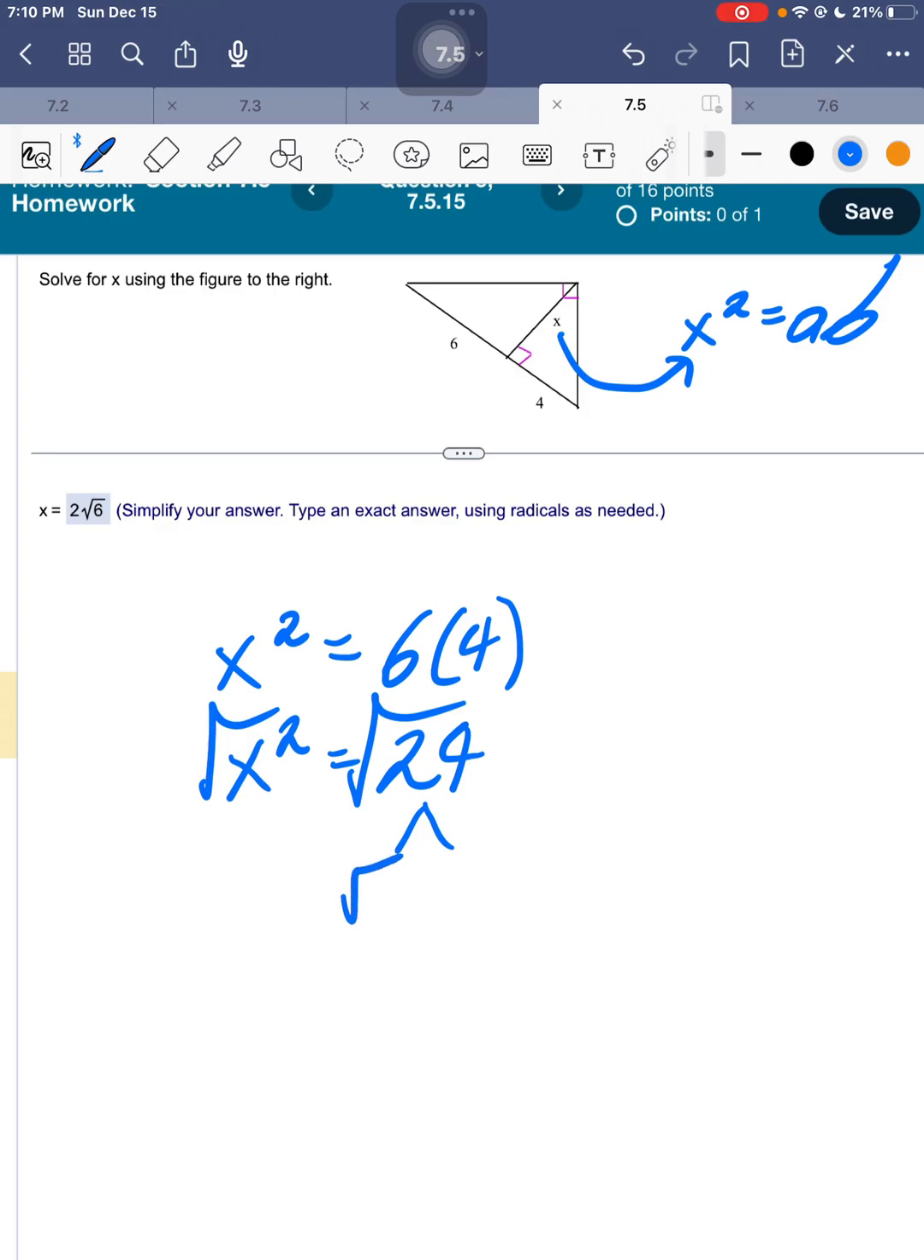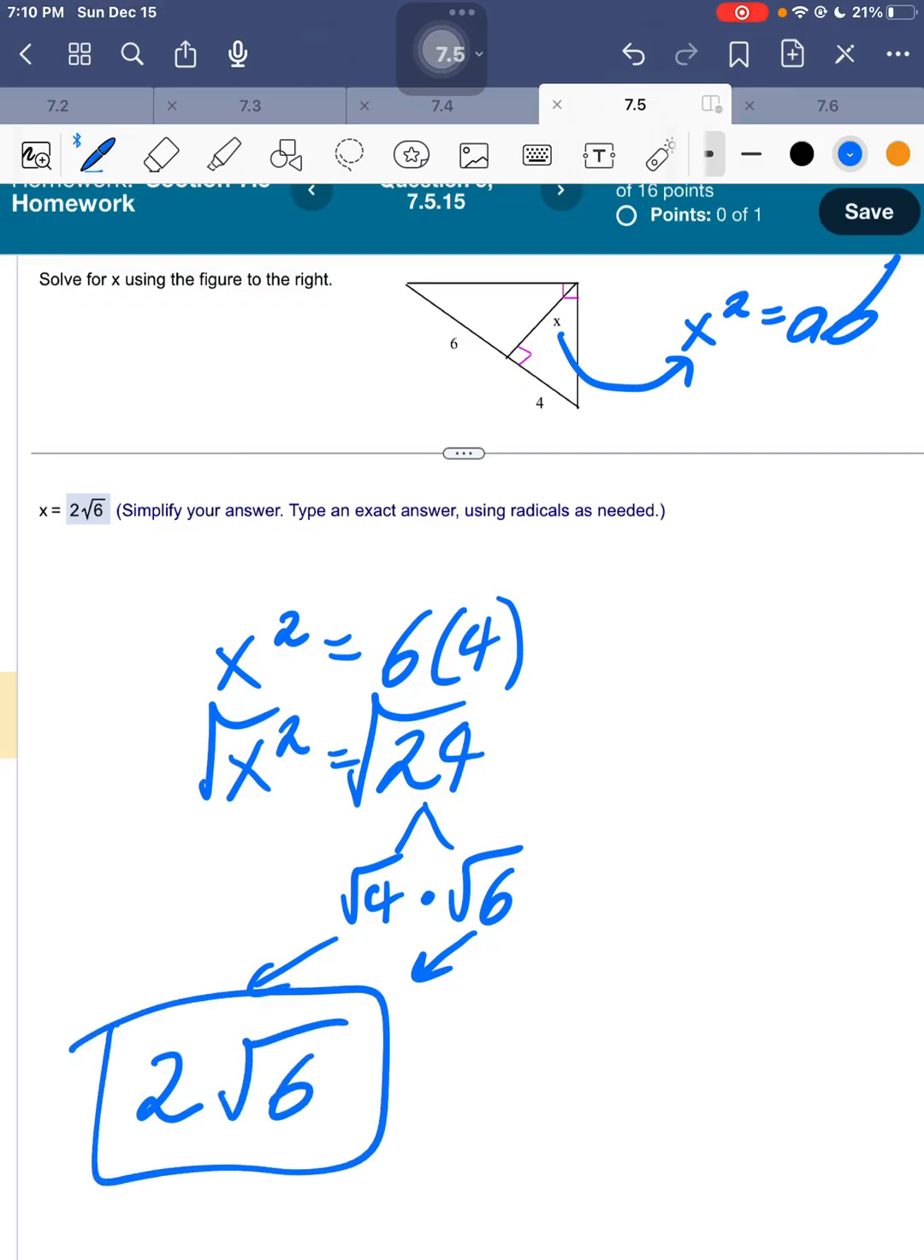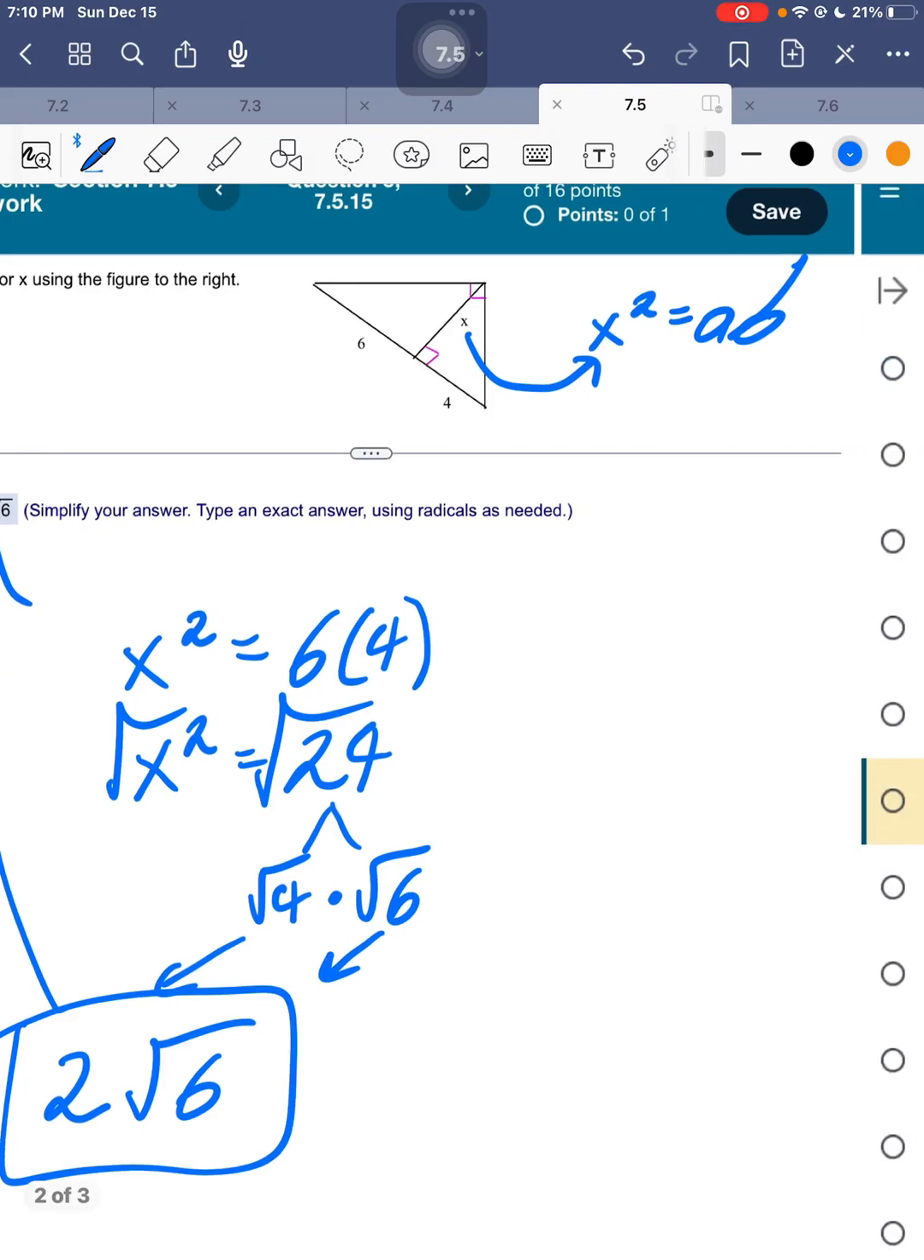x squared equals 24. Square root. I know 24 is not a perfect square, so let's break it down. I have 4 times 6, which is 24. Now I know the square root of 4 is 2, and I know the square root of 6 can't be simplified anymore. So it's just 2 square root 6.